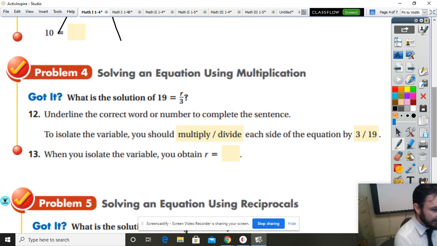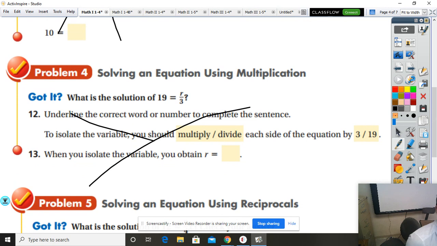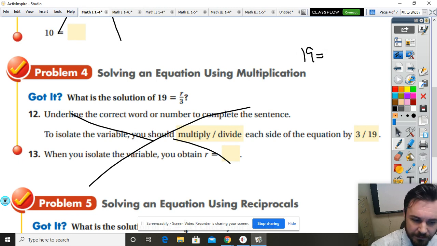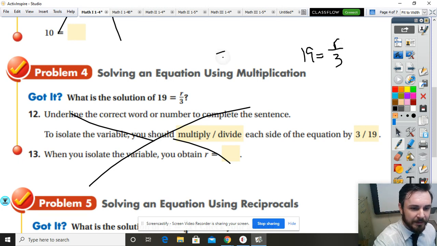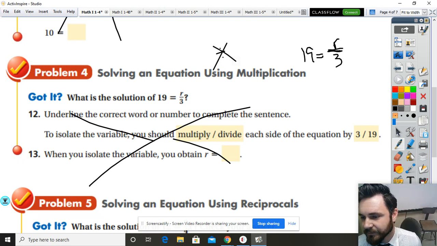Try it again. Again, don't do it. Here we have 19 equals r divided by 3. Remember, I talked about we're not going to use that division sign anymore. We're not really looking at that much, but we are looking at this.